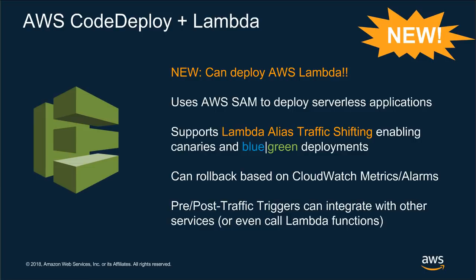And so CodeDeploy supports the safe deployment capabilities that we see here in SAM. It allows you to do Lambda traffic shifting, enabling you to do things like Canaries and linear deployments, as well as essentially blue or green deployments. It has some nice features again around CloudWatch metrics and alarms for rollback, and the pre and post traffic triggers could be integrated to call Lambda functions or even send messages off to SNS.